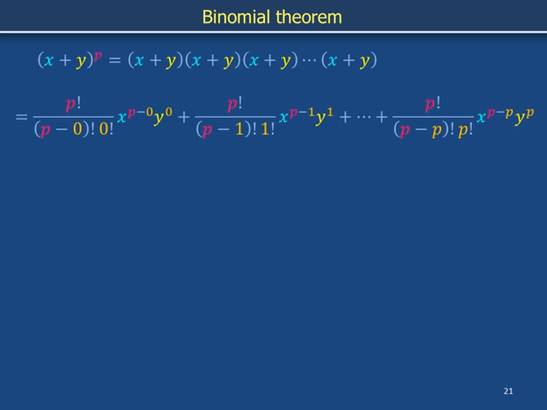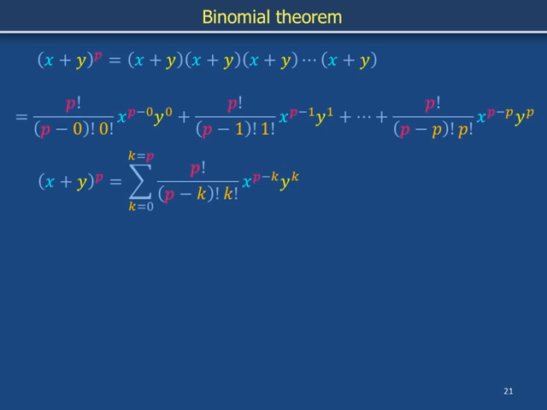All of these terms can then be collected as the sum from k equals 0 to k equals p of p factorial over (p minus k) factorial times x to the p minus k times y to the k. This is the binomial theorem.